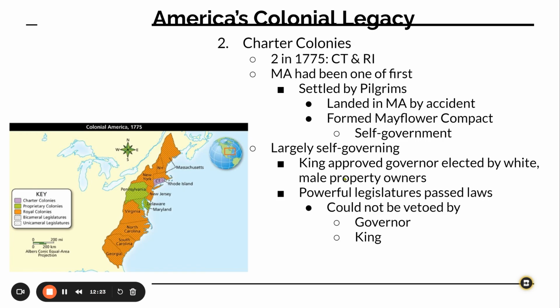Because of that status early on in their history, these colonies, Connecticut and Rhode Island, the charter colonies, upon becoming independent from Britain and developing their own state governments, didn't necessarily have to make the same changes to their legislative institutions that other states had to make. They had very well developed legislatures.